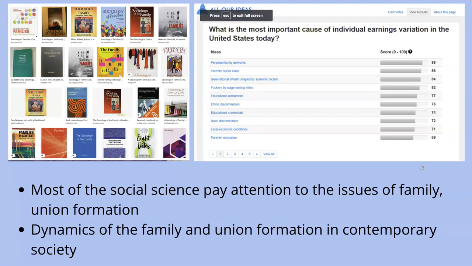Alright, so let's begin on the topic of family and union. So the family and family formation, the marriage or other types of family formation, such as cohabitation and others. There are many terminologies, but in the United States, we usually say cohabitation instead of civil union or others.